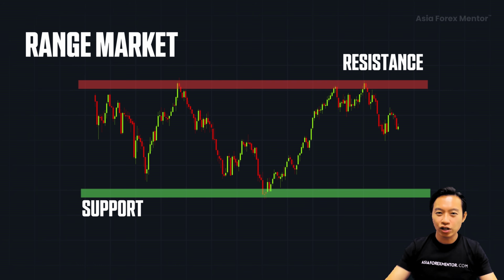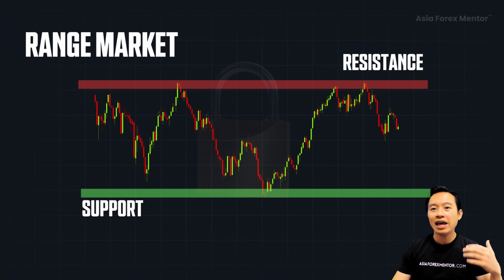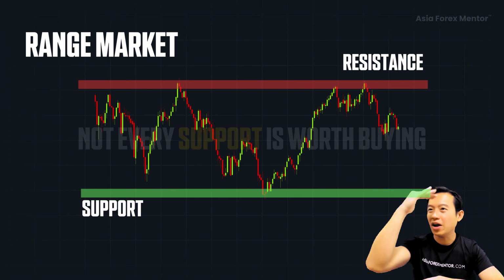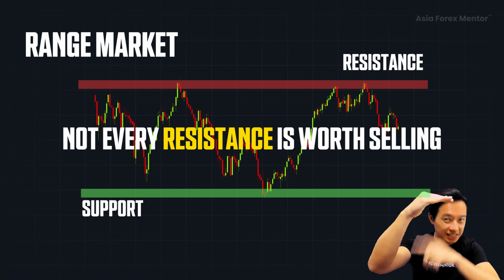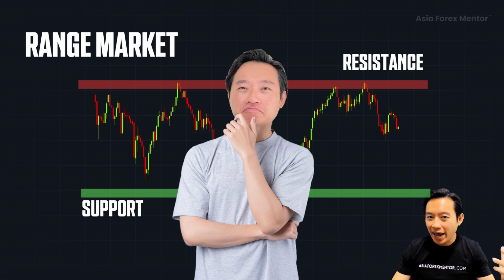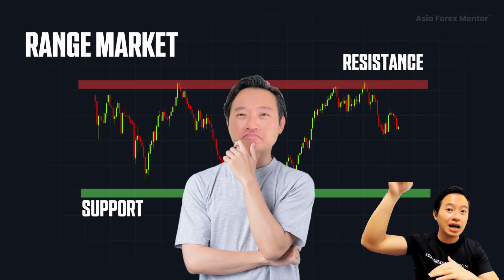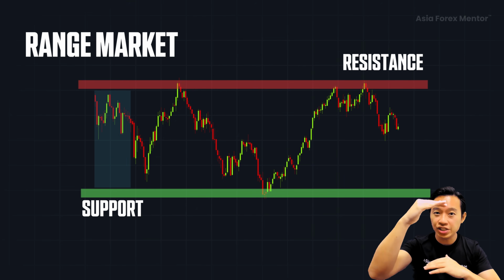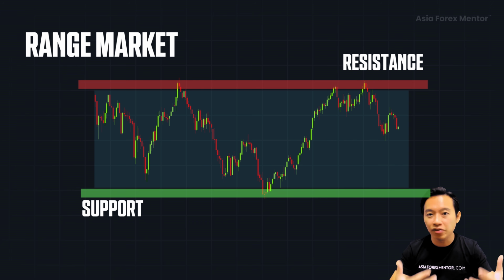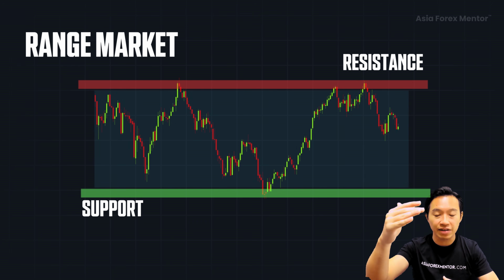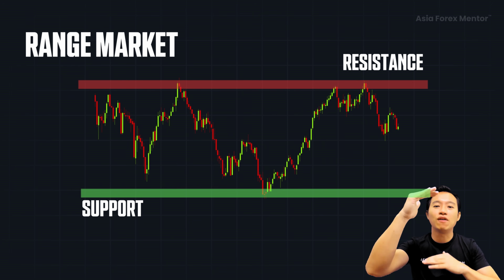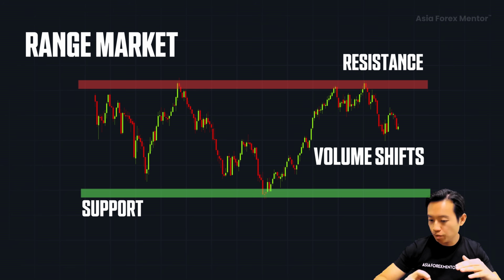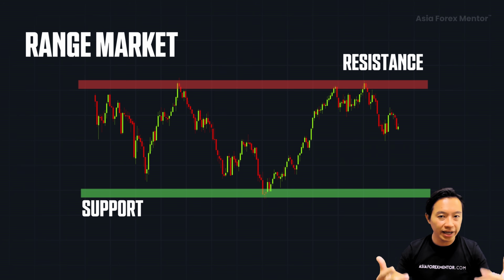But that's where they could potentially get trapped, because not every support is worth buying and not every resistance is obviously worth selling, right? So you need to know when the market is likely to break out so that you know when it's actually safe to trade within the range itself, instead of blindly entering every time it touches the support or resistance level. So what do we look for? Signs of exhaustion, breakouts, volume shifting, right? That's where the real edge is.